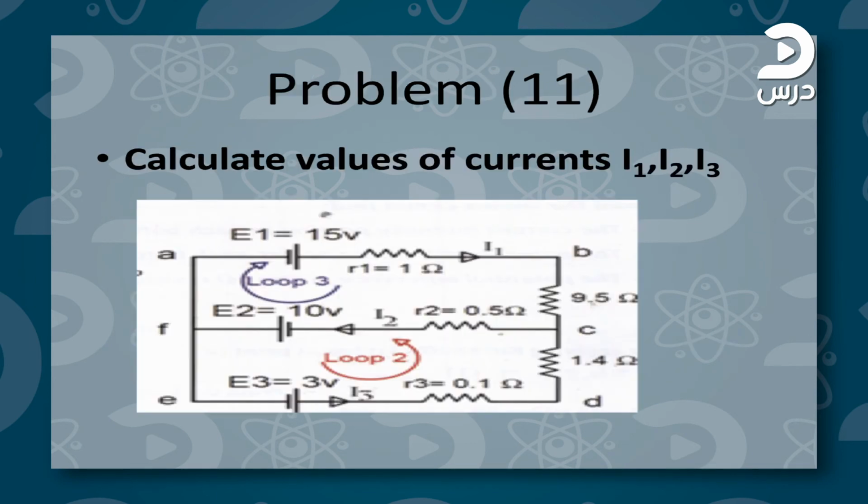Problem number 11. Calculate the value of I1 and I2 and I3, given the circuit. Here E1 has 15 volt and R1 is 1 ohm, and here I1 and the BC 9.5, so I1 has resistances 1 and 5 and 9.5. For R2 it is half, for E2 it is 10 volt. But CD is 1.4 ohm and the AD, R3, is 0.1 ohm and E3 is 3 volt.